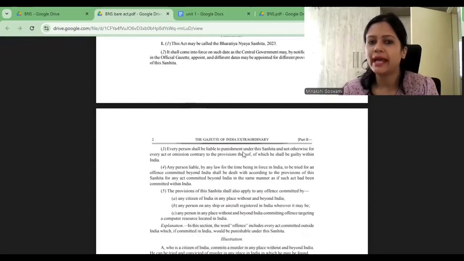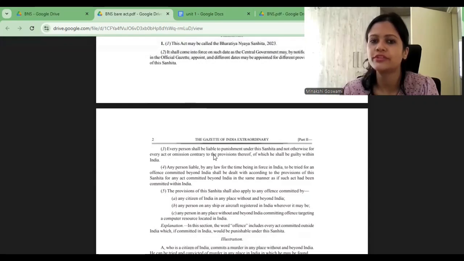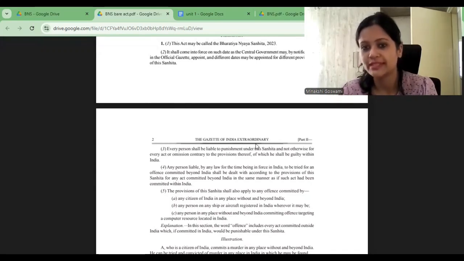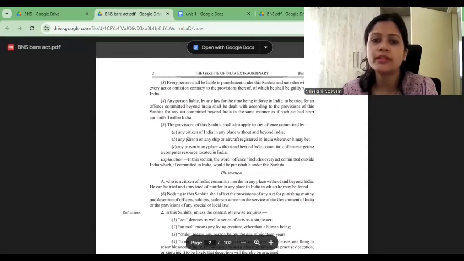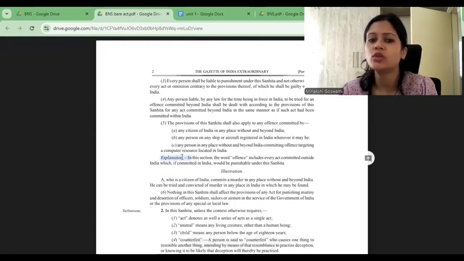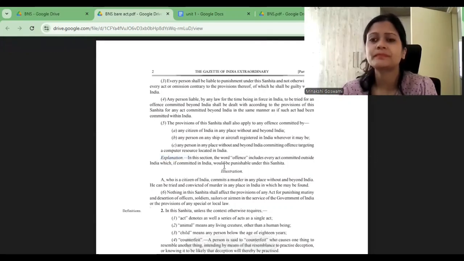Every person shall be liable to be punished under the Sanhita and not otherwise for every act or omission contrary to the provisions thereof. So if somebody is doing something which is going against the provisions of this act, the person can be punished for it, of which he shall be guilty within India. So all these provisions are there, and then it also gives an explanation, then there is an illustration also.